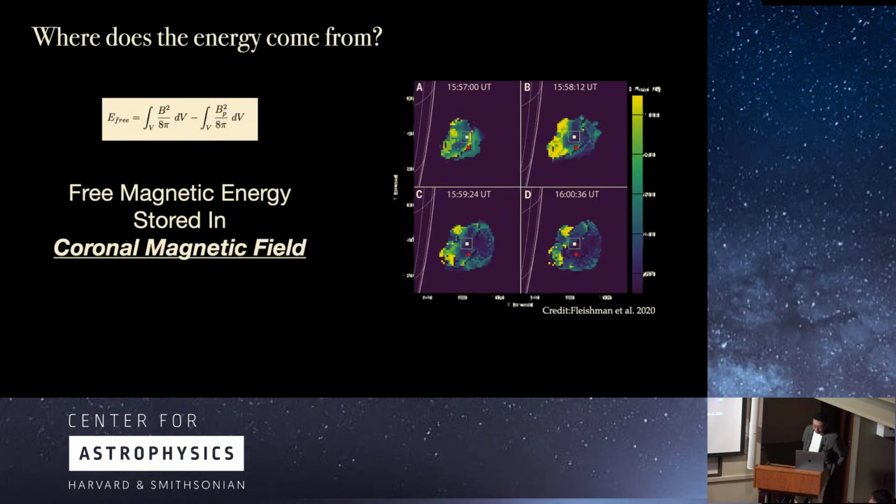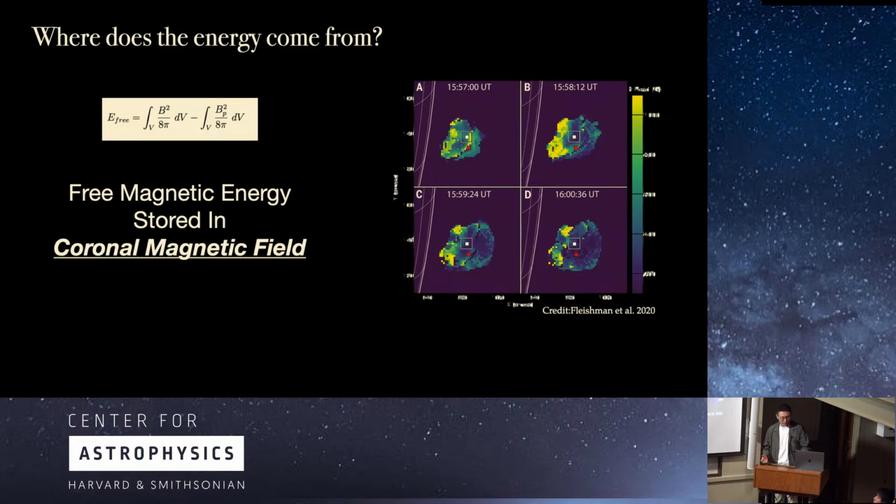And another important thing is the coronal magnetic field. Why is that? There is a lot of energy released during solar flares, but where does that energy come from? The answer is it comes from the free magnetic energy stored in the coronal magnetic field, and according to a recent study, the authors show that the free magnetic energy stored in the solar magnetic field is enough to power the whole solar flare.